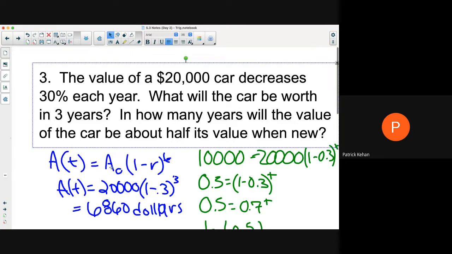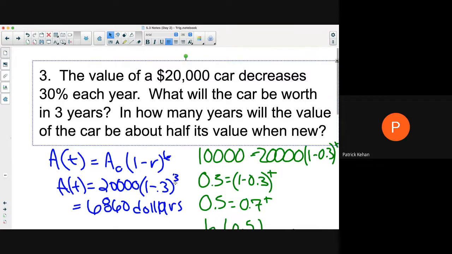A of t equals a sub 0 times 1 minus r to the t. Plug your values in. So a sub 0 is 20,000, r is 0.3, t is 3. Calculate it carefully. It gives us about $6,860, right? So in 3 years, this car is going to be worth $6,860.